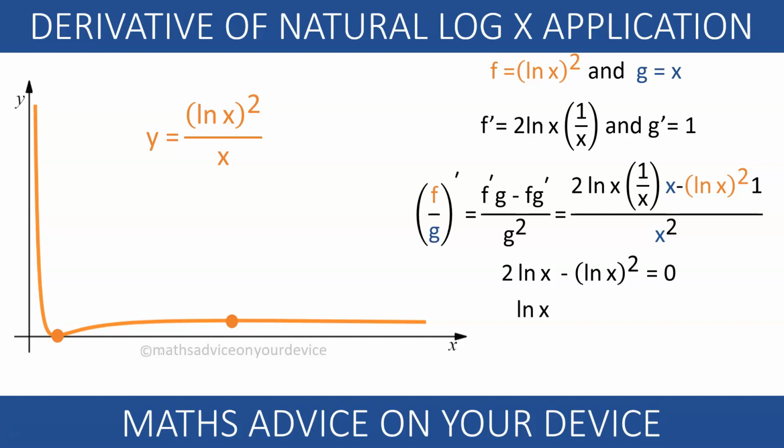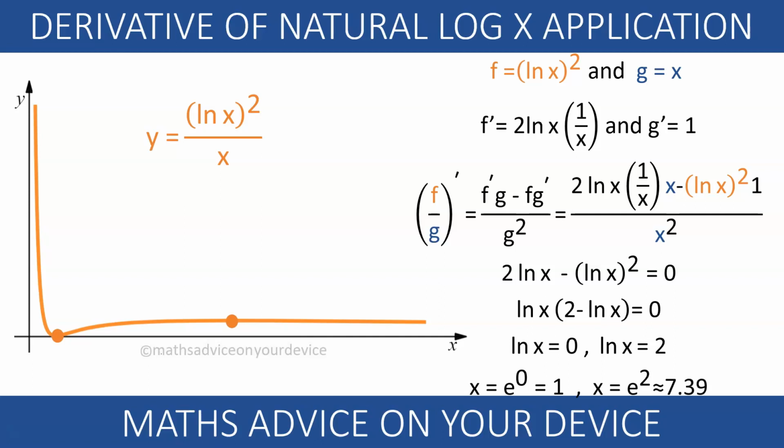Factorizing the expression carefully, we obtain two factors, ln x and 2 minus ln x. The first one is 0 when x equals e to the power of 0, or 1. The second one is 0 when ln x is 2, or x equals e to the power of 2, approximately 7.39.